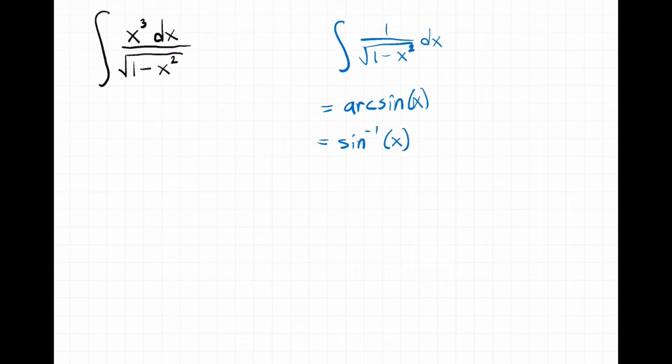Remember, that minus 1 there is not an exponent. It just indicates this is the inverse function. I prefer to write arc sine of x, and of course you have to add a c here. Since we already know that the derivative of arc sine of x is 1 over the square root of 1 minus x squared, we solved that back in calculus 1 using implicit differentiation. Since we know that already, we know therefore the antiderivative of that expression is arc sine of x, inverse sine.